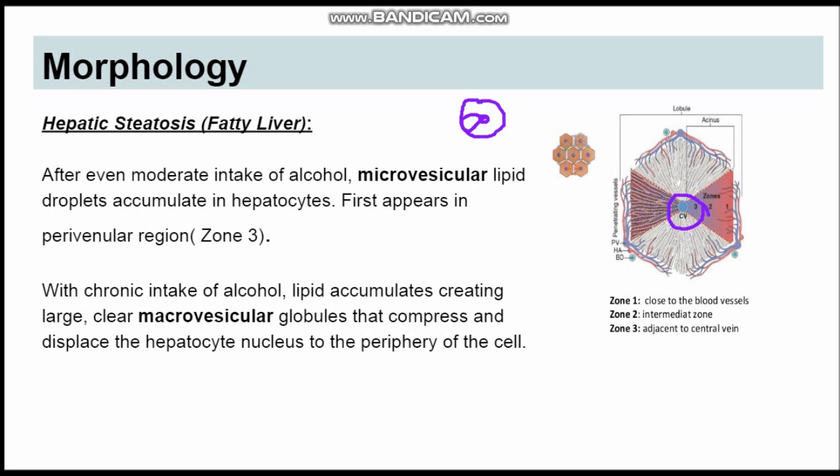Then after chronic intake of alcohol, there are macrovesicular globules. Now these globules displace the hepatocyte nucleus to the periphery of the cell. So this is known as the macrovesicular form of lipid deposition. I have also already discussed steatosis due to other diseases in a separate video. You can watch that. We have discussed the morphology in detail there.